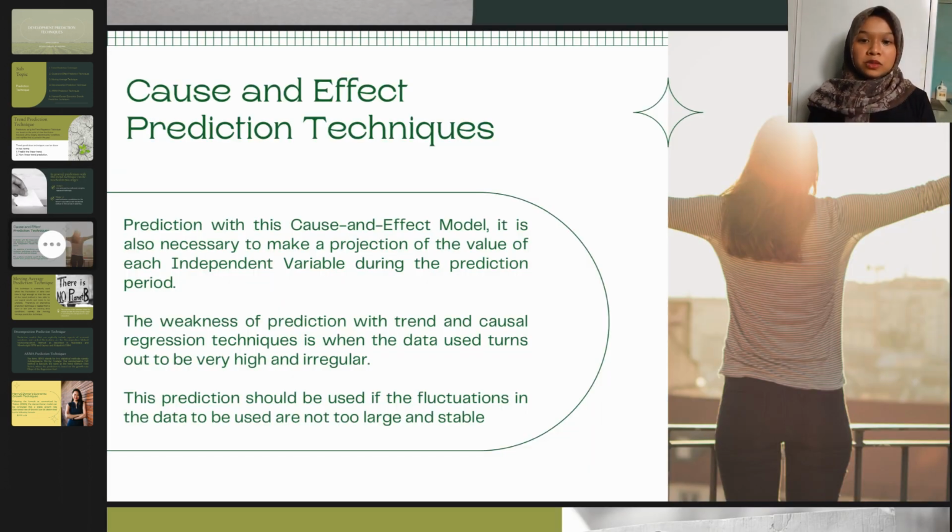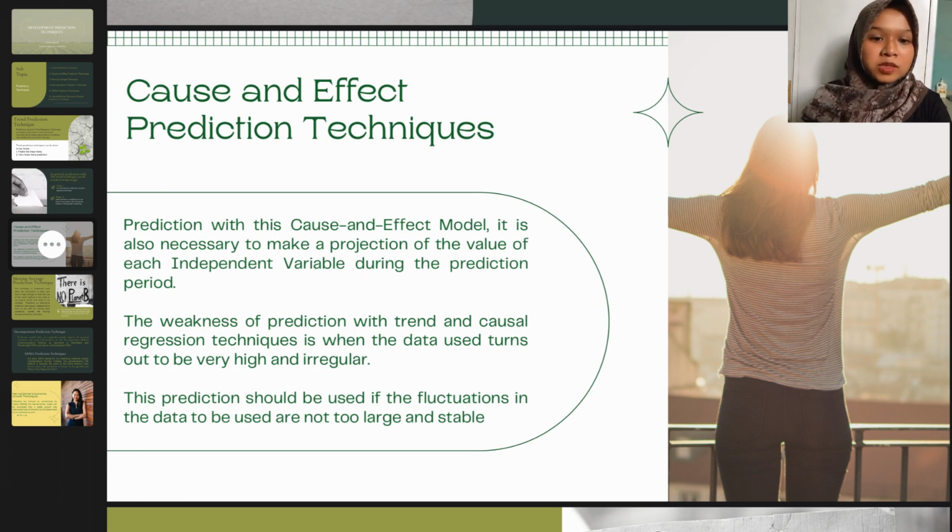Okay, number 2 is cause and effect prediction technique. To overcome the weakness found in trend prediction technique, other prediction techniques have emerged, which are based on cause and effect relationships in a function. In this case, future predictions are based on cause and effect relationships that occurred in the past. Thus, the factor used as the main basis for prediction is no longer only time, but various variables that are closely related to the element to be predicted.